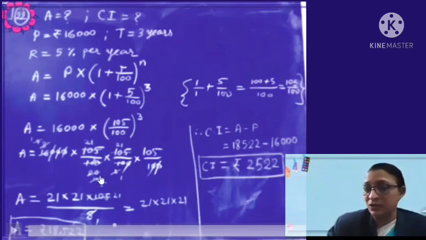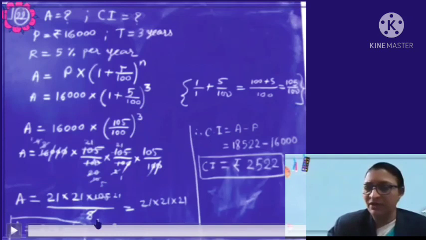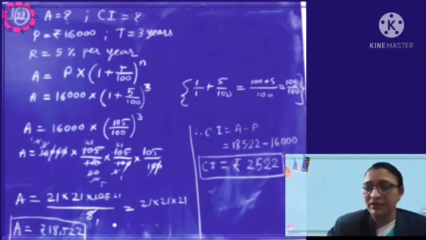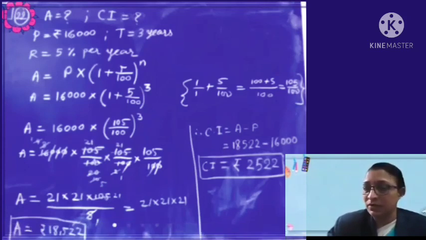By calculating, we get in the next step amount is equal to 21 into 21 into 105 upon 5. Further, on dividing 105 by 5, we get 21 into 21 into 21. That is, amount is equal to 18,522 rupees. So compound interest is equal to amount minus principal. 18,522 minus 16,000 is equal to rupees 2,522.